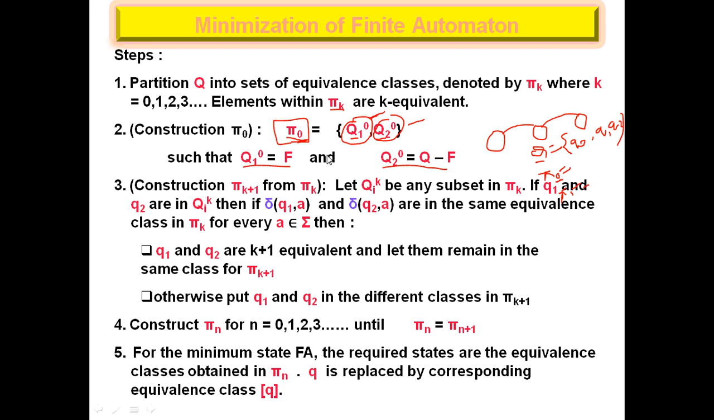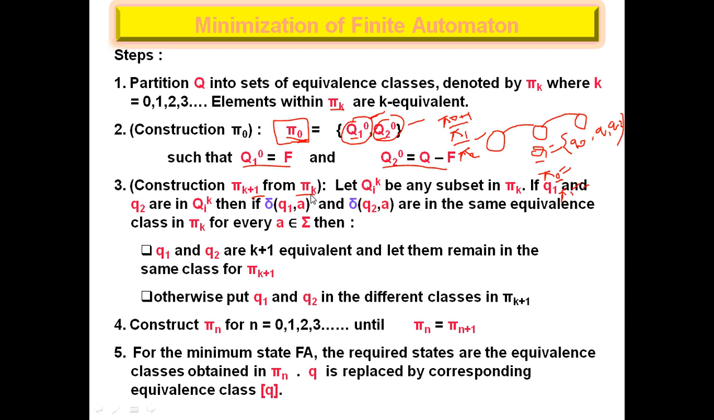Now from pi 0 we can construct pi k plus 1. So we have pi 0 and we add 1 to it, and we get pi 1. If this is k, then we have k plus 1, that is pi 1. Here k equals 0 right now. So pi 1 is always constructed using pi 0, and pi 2 is always constructed using pi 1 itself. That is the meaning of pi k plus 1 from pi k.